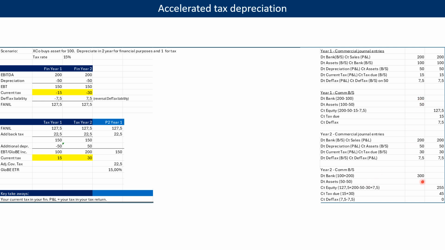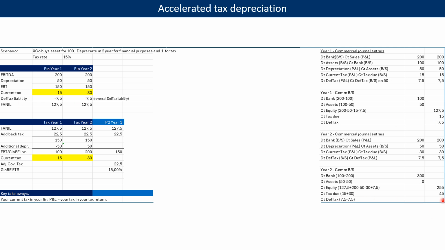We had a tax due in year 1 of 15. We haven't paid any of that. We have another current tax liability of 30 in year 2, so we now owe the taxman 45. But we had this deferred tax liability, which we already provided for, which we now release into the P&L. So we've got 0 deferred taxes left.